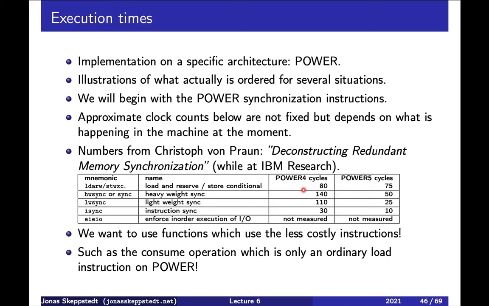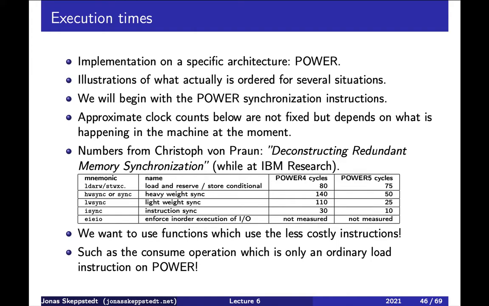But these are not exact numbers. For instance, a heavyweight sync takes 140 clock cycles on the Power 4 and 50 on the Power 5. Instead, they depend on what is actually happening in the machine. But what we can see is the trend: firstly, the newer versions, if we assume this holds, which I believe is the case, make these instructions more efficient. And also they take a lot of time. So we don't want to do lots of synchronization instructions.